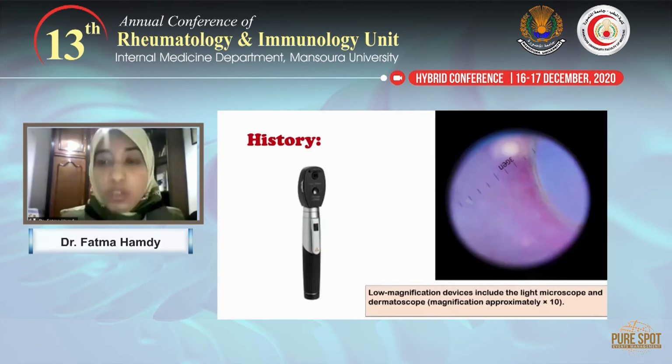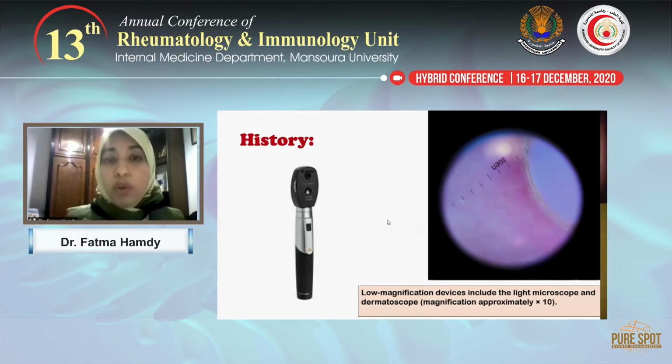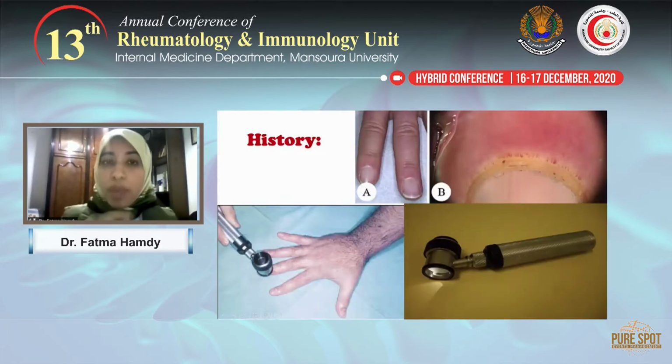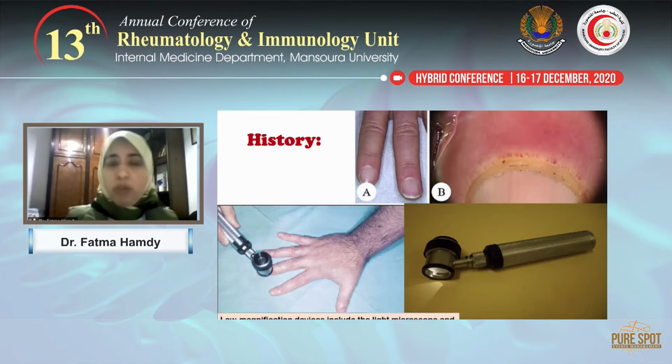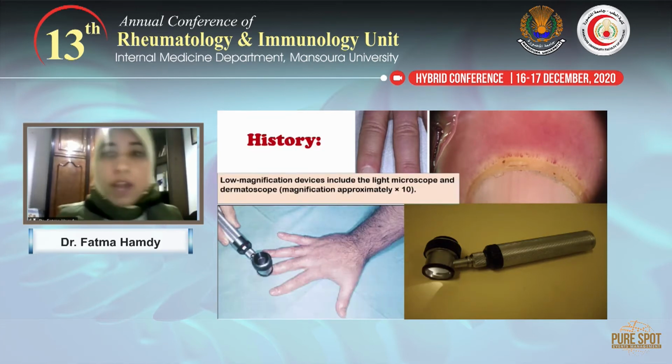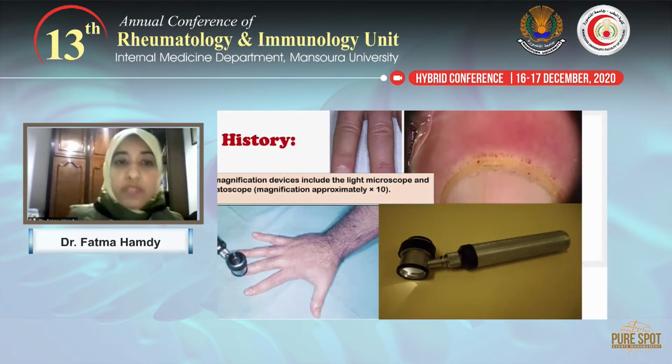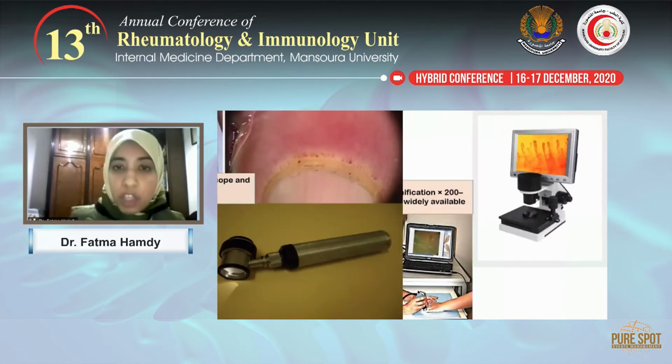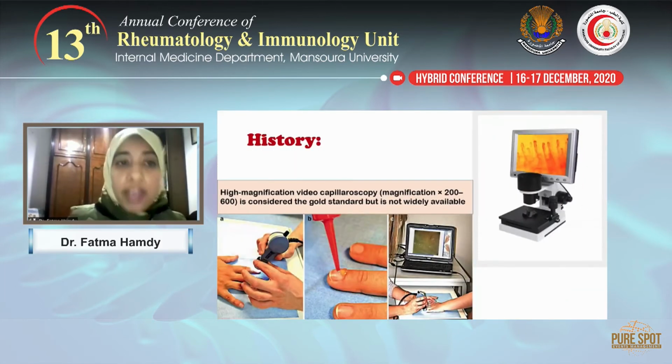What about the instruments used for capillary examination? Here we can find the ophthalmoscope, which can be used. However, it has low magnification, about 10 times. This is an image of capillaroscopic examination using the ophthalmoscope. We have also the dermatoscope. However, it also has low magnification power, also about 10 times or slightly higher. Then the new high magnification video capillaroscopy, which has high magnification power, about 200 to 600, is considered to be the gold standard, but it may not be available in all centers.